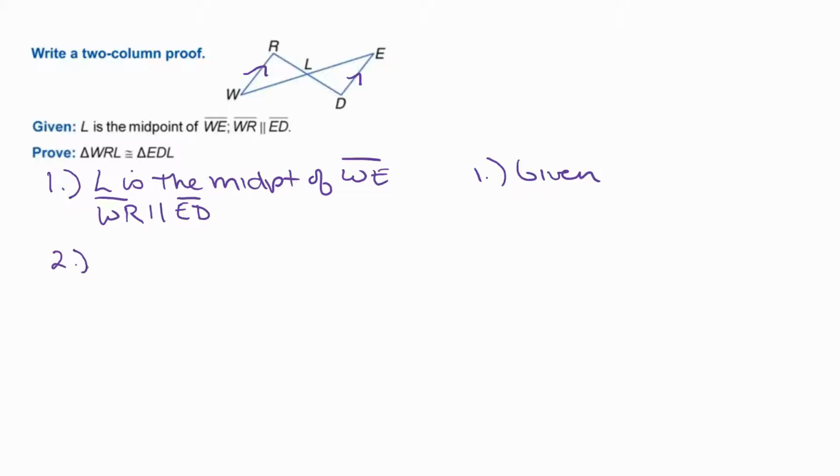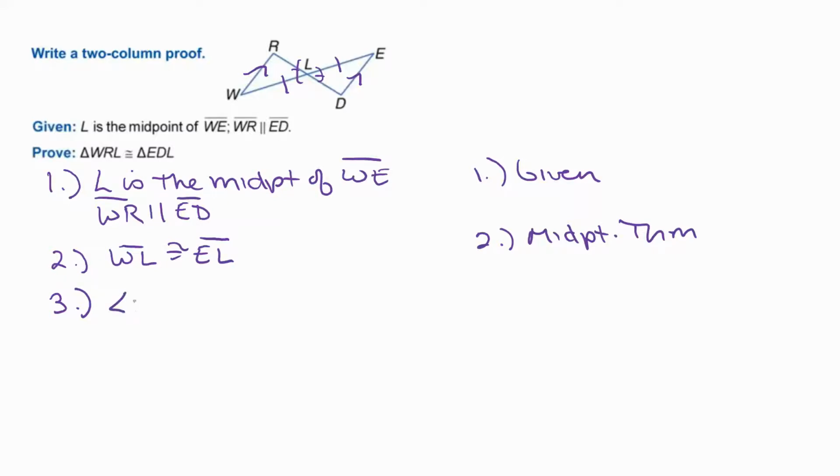If L is the midpoint of WE, we then know that WL is congruent to EL. And that's by the midpoint theorem. We also know that the vertical angles are always congruent. So we know that angle WLR is congruent to angle ELD, and that's because vertical angles are congruent.